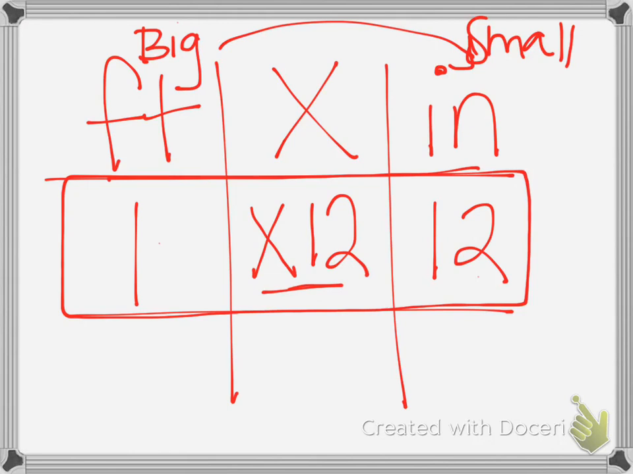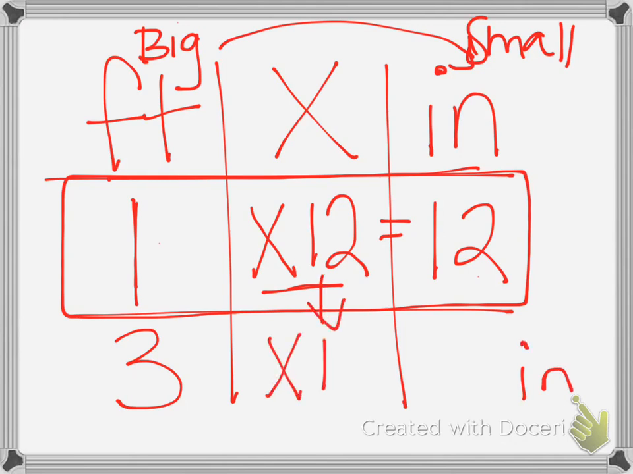That has to work right there. 1 times 12, does it equal 12? Yes. So the problem has to work for it to be set up correctly. Okay, next, now I'm going to put in the problem that I'm trying to solve, which was 3 feet equals how many inches? Okay, so I'm going to bring down my process, which is 12, and now I'm just going to solve 3 times 12, which is 36.